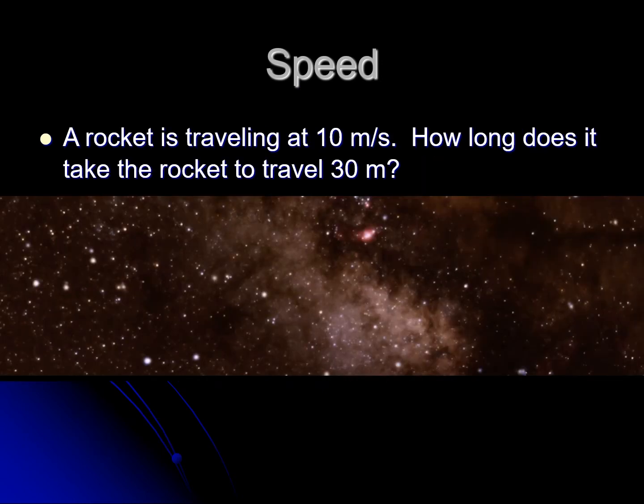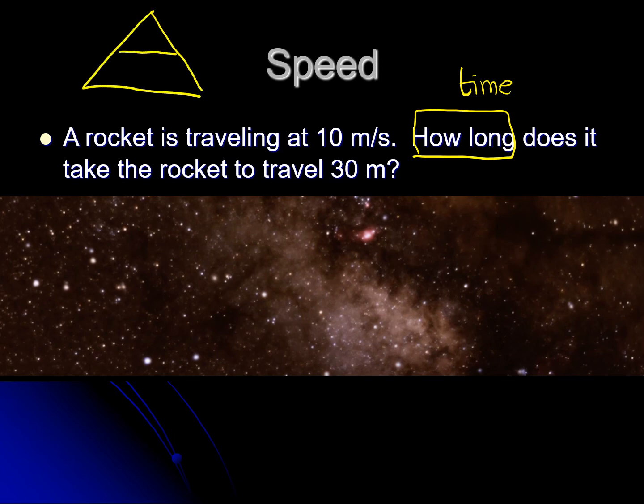Now let's try to compute this one. A rocket traveling at 10 meters per second, how long does it take the rocket to travel 30 meters? Looking at our equation, we are looking for the value of time. How long means time. Using your triangle formula, you have S, D, and T. I want to get the value of T, so T is equal to D on top, speed at the bottom. So I will use this formula.